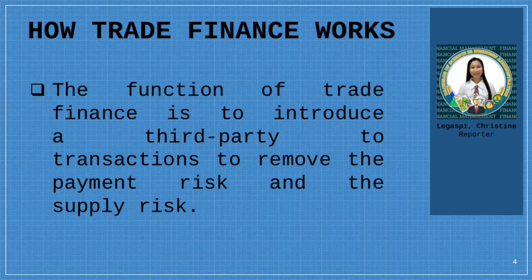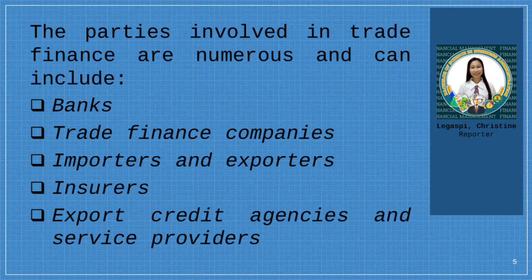How trade finance works. The function of trade finance is to introduce a third party to transactions to remove the payment risk and the supply risk. Trade finance provides the exporter with receivables or payment according to the agreement, while the importer might be extended credit to fulfill the trade order. The parties involved in trade finance are numerous and can include banks, trade finance companies, importers and exporters, insurers, export credit agencies, and service providers.